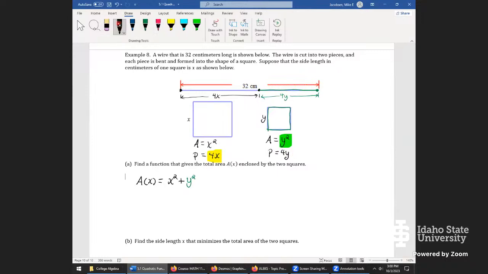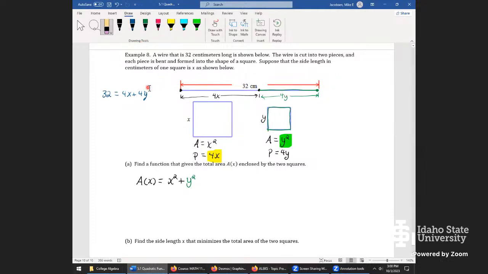And then finally, looking at this overall diagram, we can bring in a new equation. Let's call this 32 equals 4x plus 4y. All we're really saying here now is that the total length of 32 centimeters is equal to the sum of the broken up lengths. The 4x coming from that square and the 4y coming from that square.